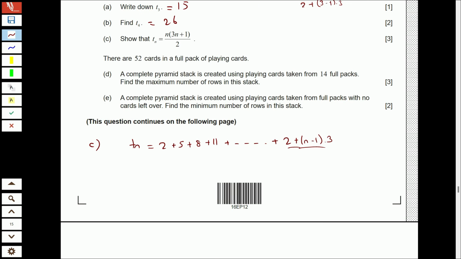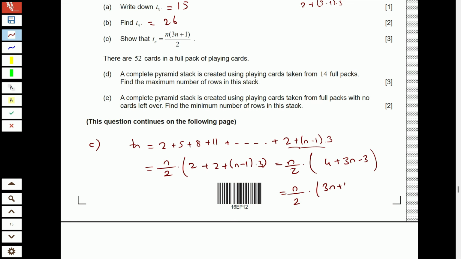In this case, I will find the sum of all the terms, and it will be n divided by 2 times the first term, 2, plus the last term. From here you can write n over 2 times, in parentheses, let's say 4 plus 3n minus 3. It is n over 2 times (3n plus 1).